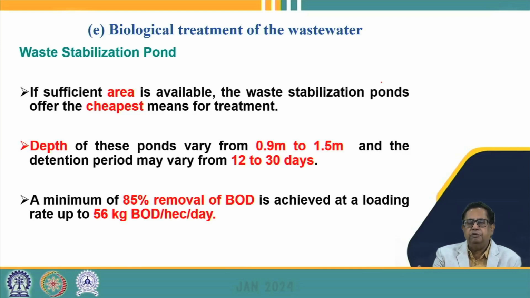And it has been found that waste stabilization ponds in such cases may be the cheapest means of treatment. Here we generally provide a depth of 0.9 to 1.5 meters, and we provide very high HRT values, nearly 12 to 30 days, for the removal of 85% of BOD, which can be achieved up to a loading rate of nearly 56 kgs of BOD per hectare per day.